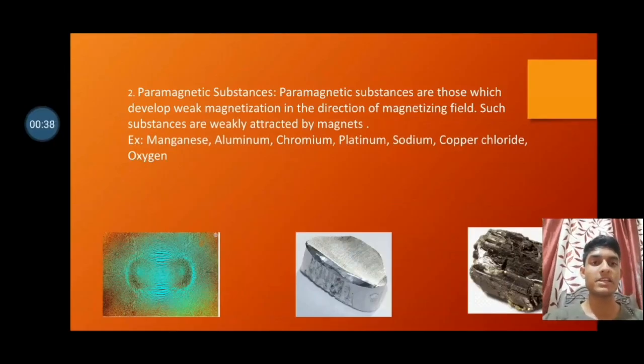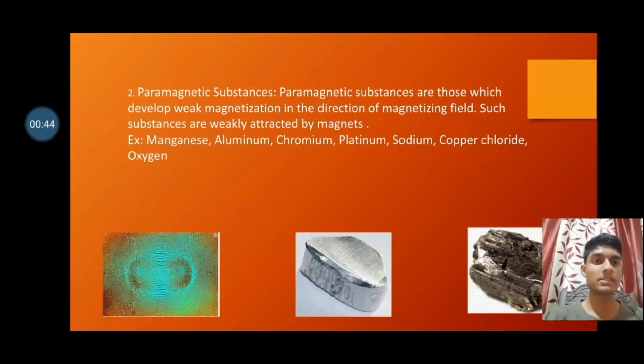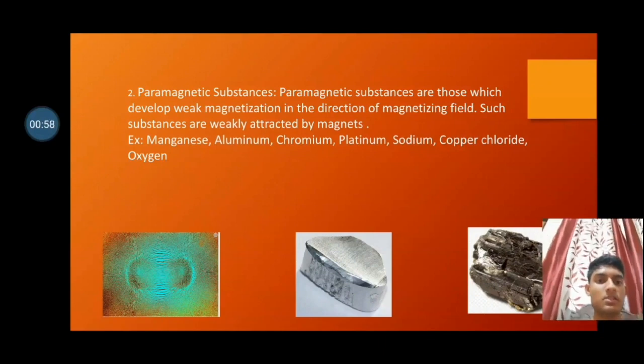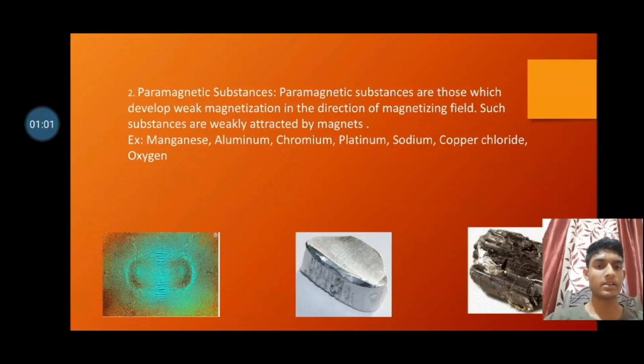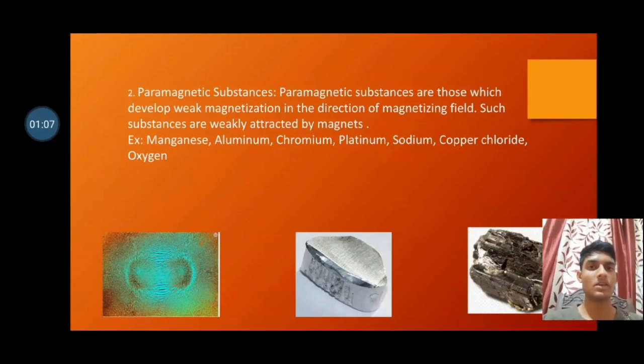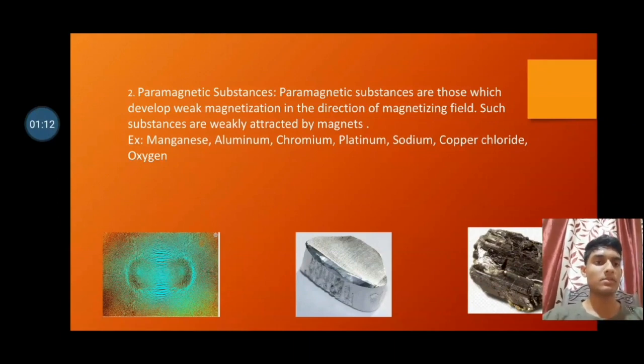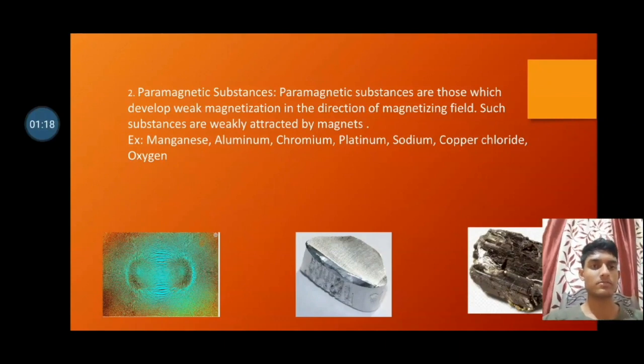Hi everyone, my name is Gavin Dicona and I will be presenting on paramagnetic substances. Paramagnetic substances are those which develop weak magnetization in the direction of the magnetizing field. Such substances are weakly attracted by magnets. So when a paramagnetic substance is taken close to a magnet, it gets weakly attracted by the magnet, which means it shows a little bit of attraction. Some examples of paramagnetic substances are manganese, aluminium, chromium, platinum, sodium, copper chloride and oxygen.